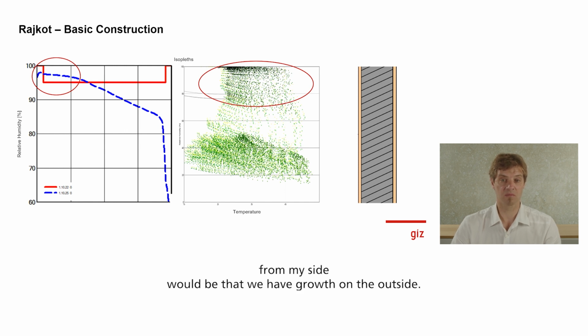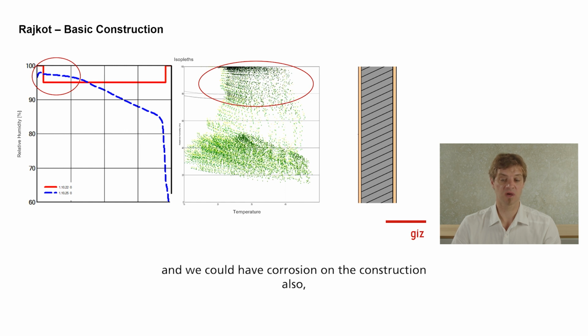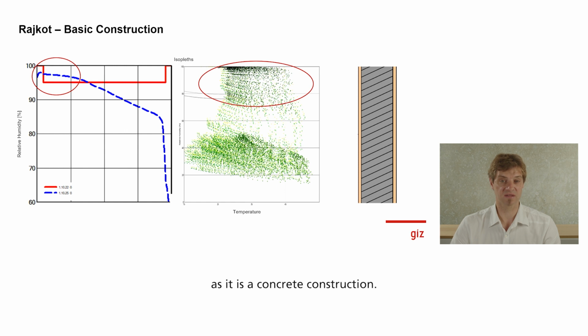A concern from my side would be that we have growth on the outside, and also, if there is high moisture on the outside, if there are cracks or something, we have also corrosion on the construction itself, and as it is a concrete construction, that could occur. So we have to do something about that.